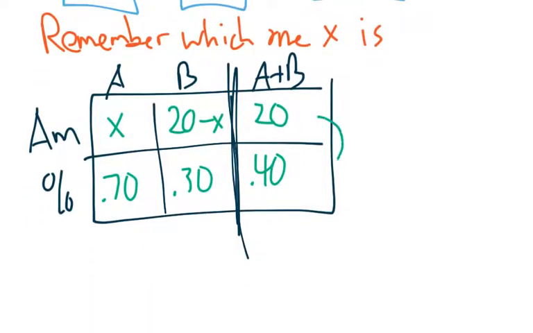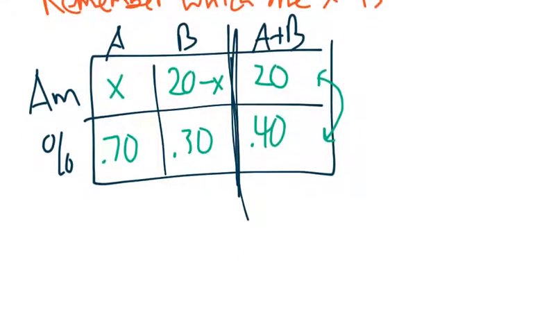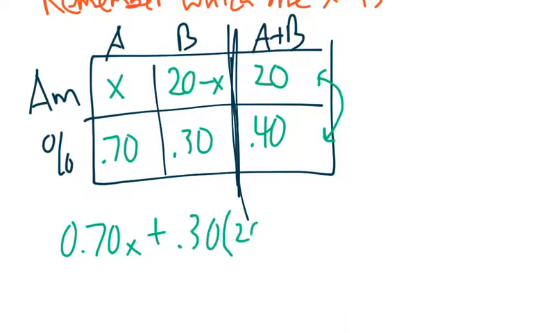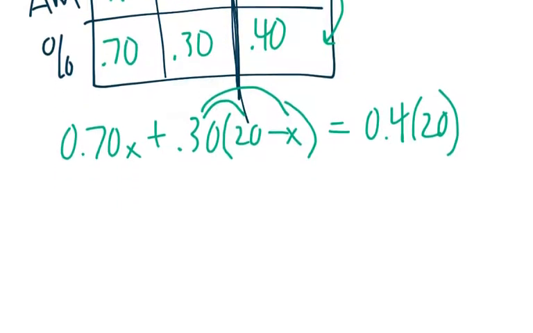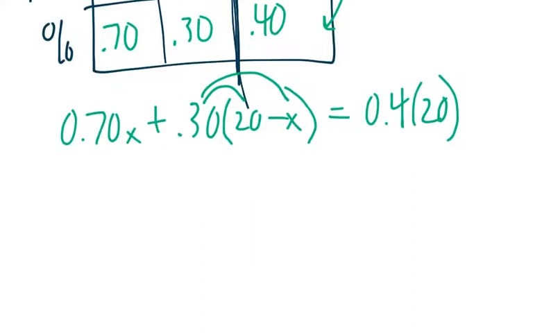Now I make my equation by multiplying these two rows together. So I will have 0.70x and then plus, now here's where it gets a little tricky, 0.30 times 20 minus x is equal to 0.4 times 20. Now I'm going to suggest that you take your time and write it out, because we have a distribution problem. One thing I've seen over the years is that many people make mistakes, myself included, and sometimes forget to distribute to that second term. So just make sure you're taking your time.